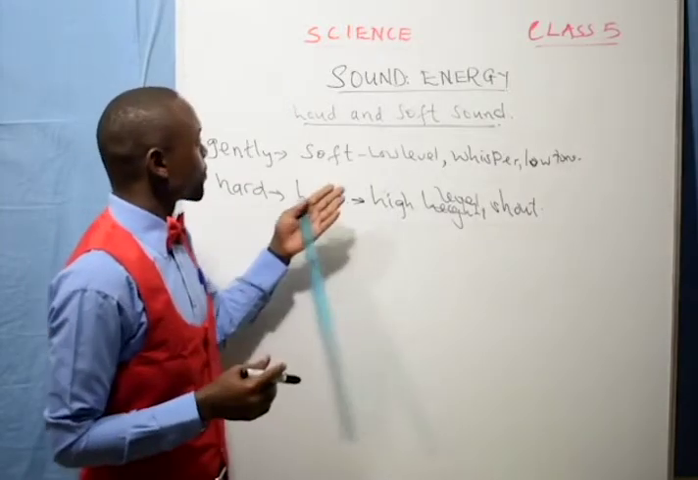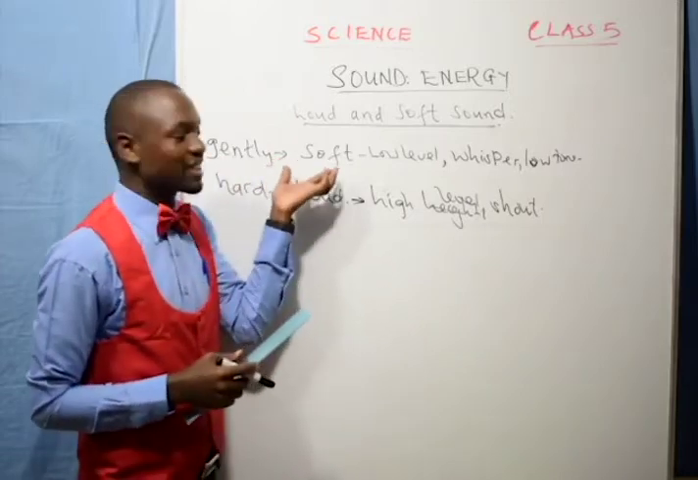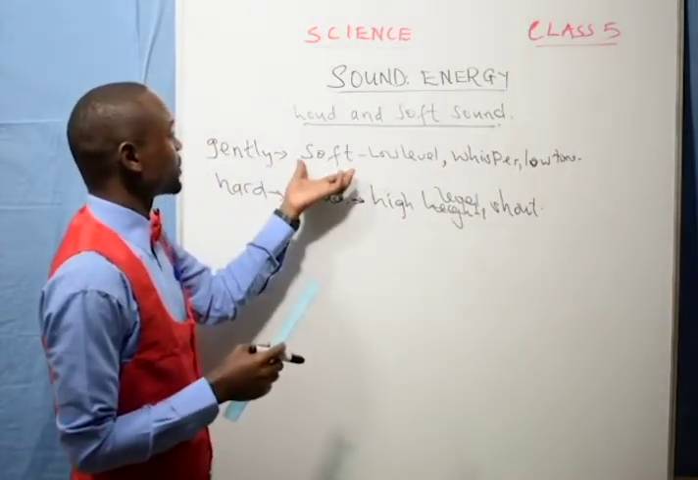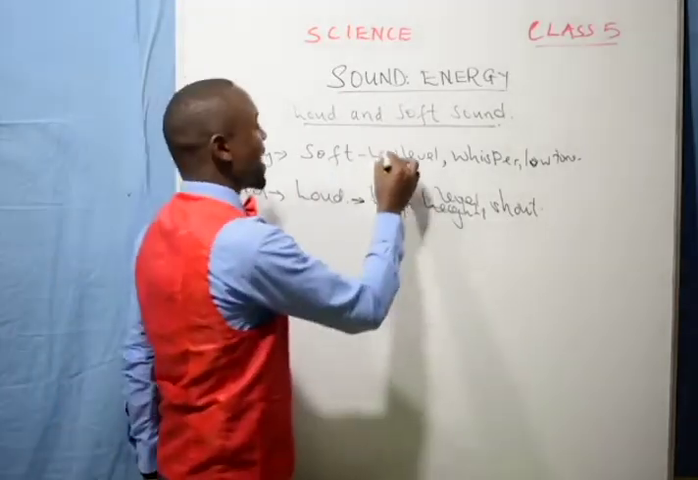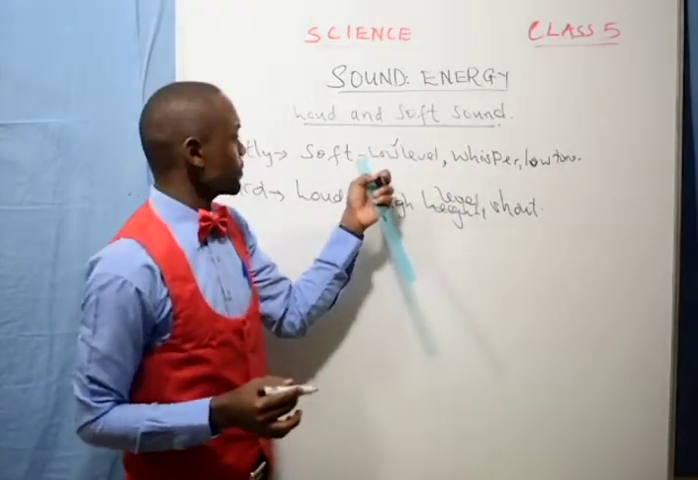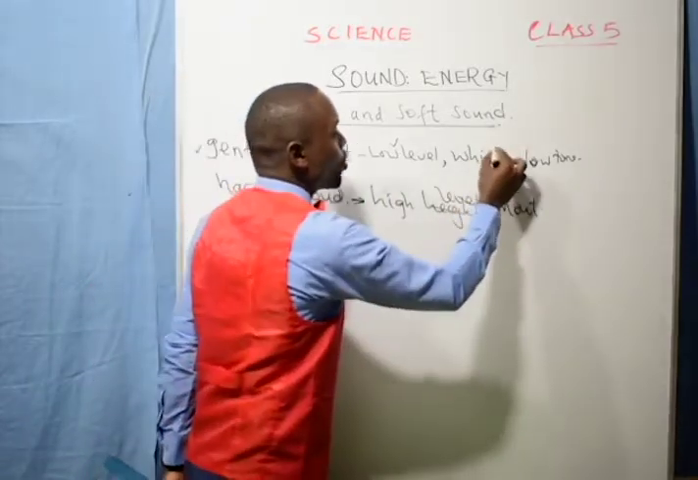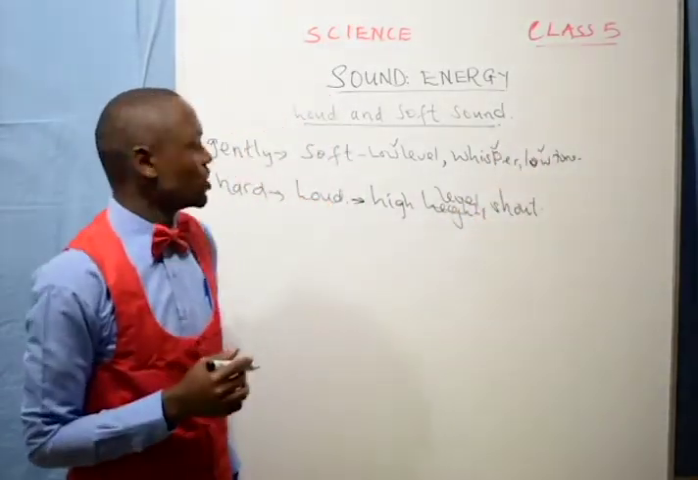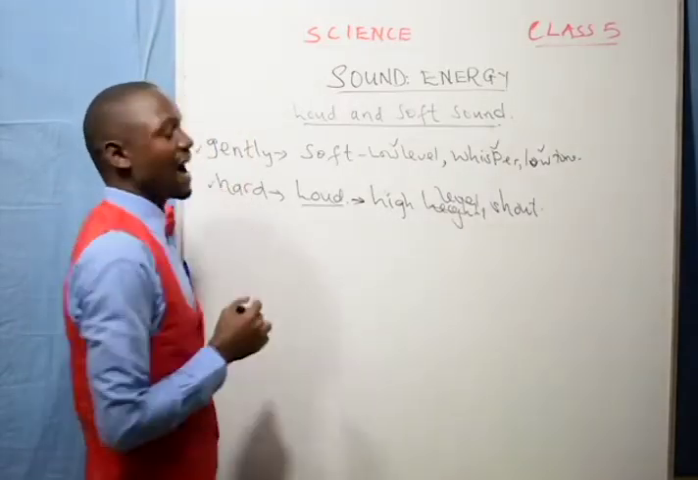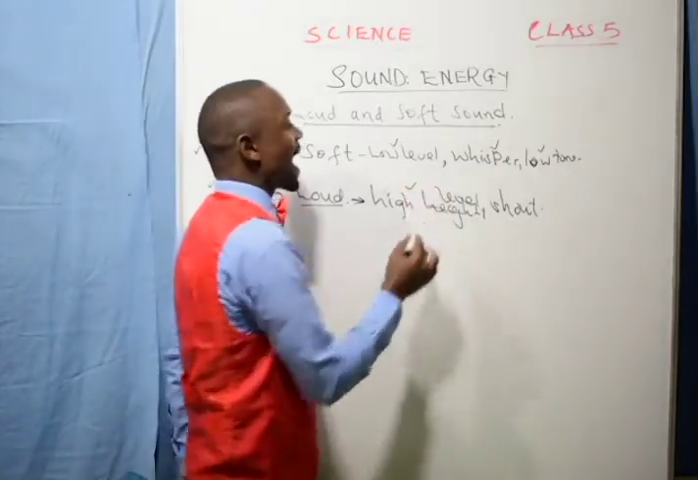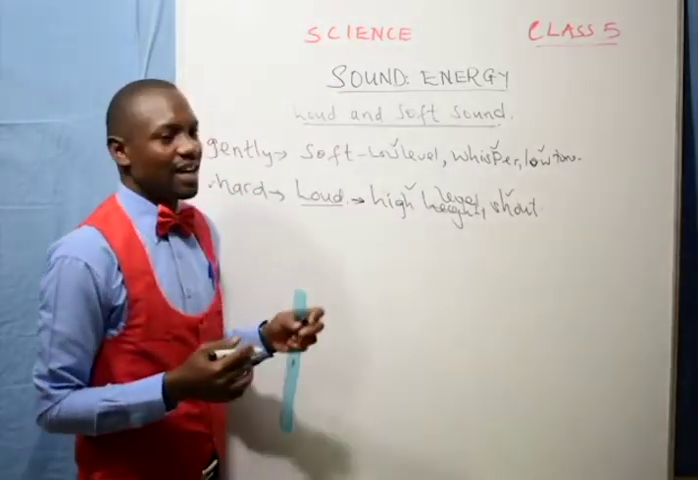So those are some of the ways of producing loud and soft sound. How do we produce soft sound? One is by hitting an object gently. Another way is by releasing an object at a low level. Another way is through whispering or talking in low tones. How do we produce loud sound? Loud sound is produced when we hit objects hard, when we release objects from a high level, or when we shout. Those are various ways of producing low and loud sound.